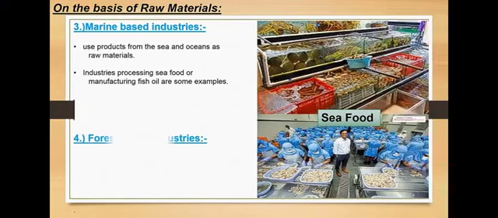And next one is marine based. Marine, you already know, it is water related. The products that we get from oceans are called marine based industries. Example, seafoods, fish oil, etc. These are the marine based industries. The input of the particular industry will be from seas and oceans. That is called marine based industries.